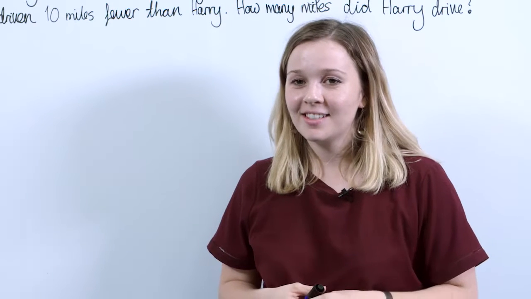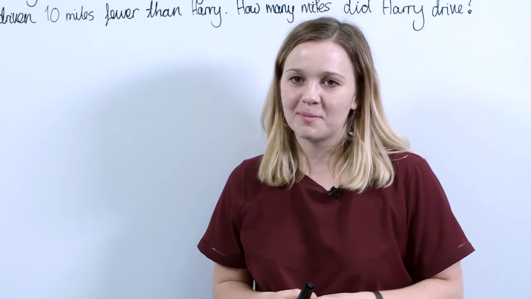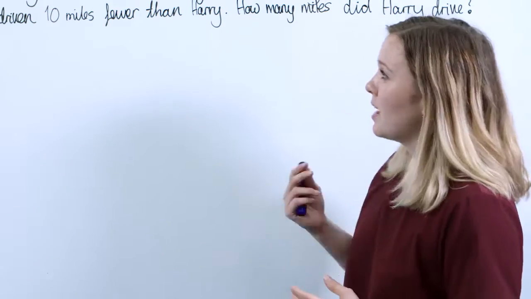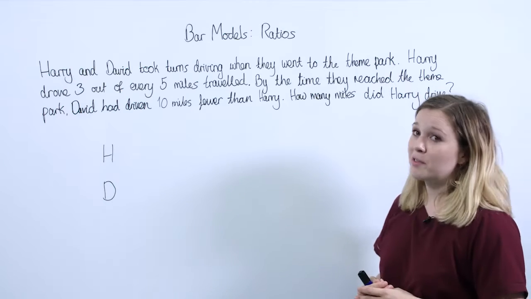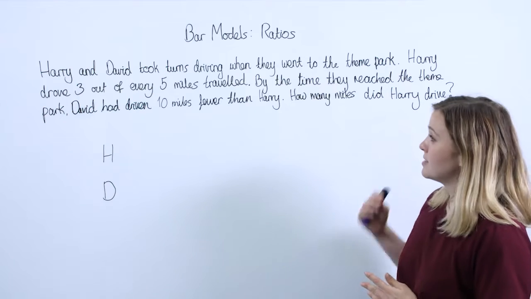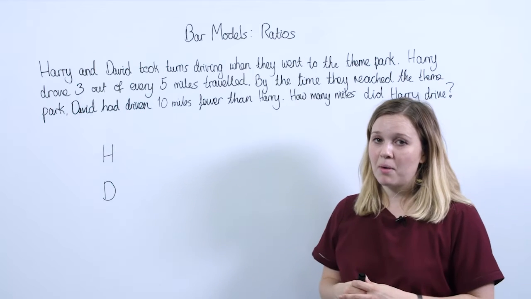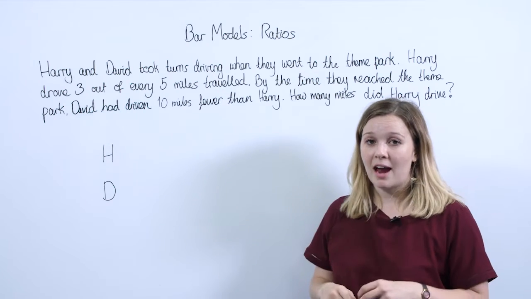I'm Ellie, and in this video we're going to look at how we can use bar models to help solve ratio problems. So let's have a look at the problem. Harry and David took turns driving to the theme park. Harry drove 3 out of every 5 miles that they travelled, and by the time they reached the theme park, David had driven 10 miles fewer. The question's asking us to work out how many miles Harry drove.